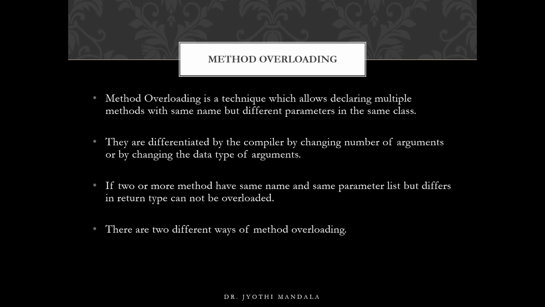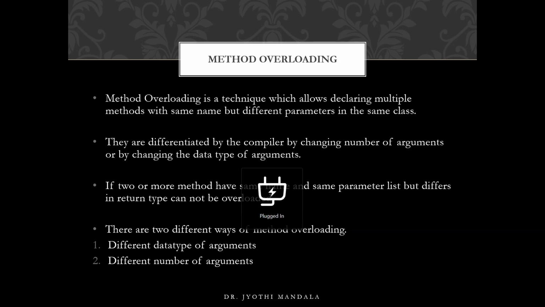So we can say we have two types of method overloading. First one is the different data types of the arguments, or different in the number of arguments only. So let us learn in detail about these two techniques. Okay, so the first one is different data types in the arguments. So changing the data types of the argument.